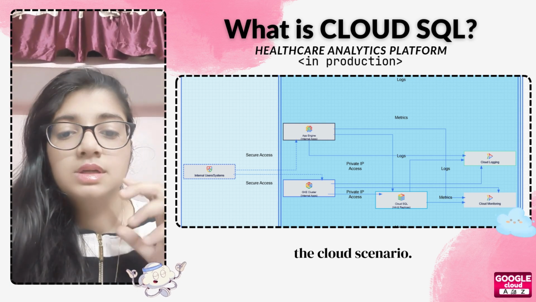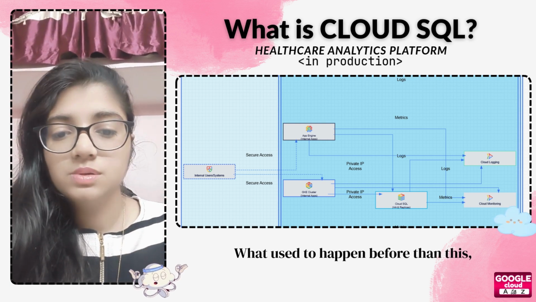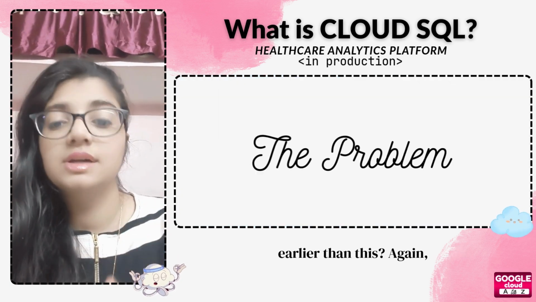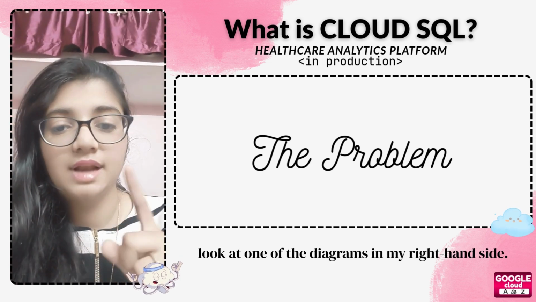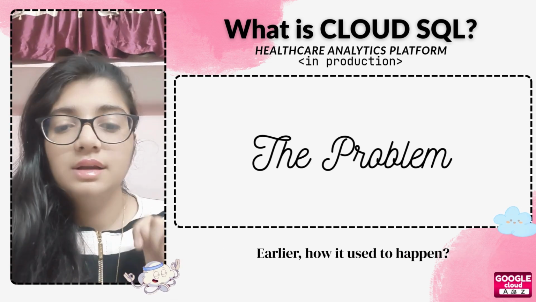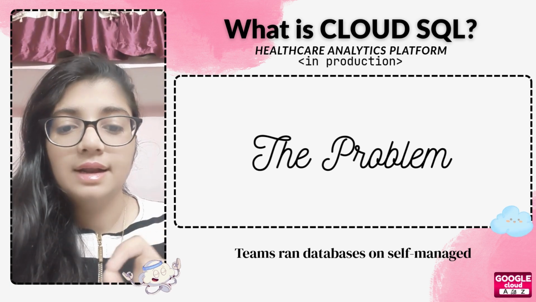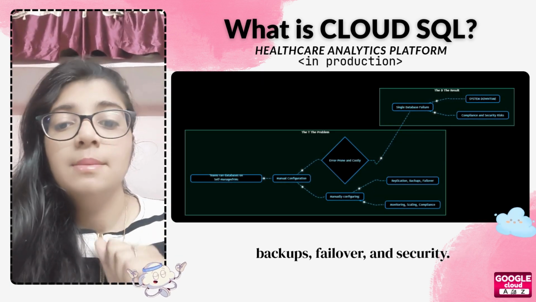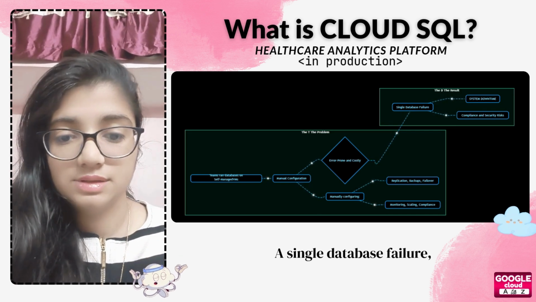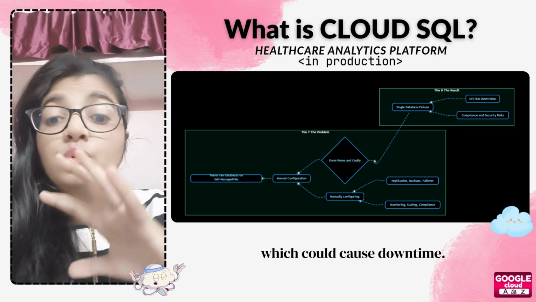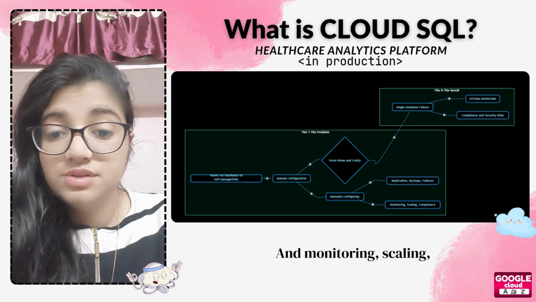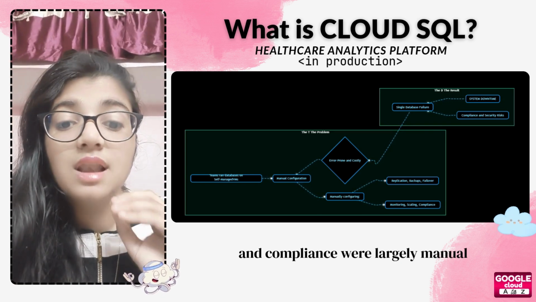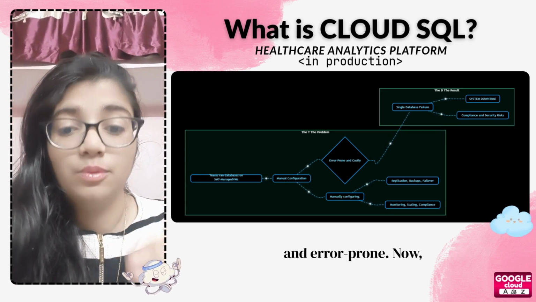Now let's talk about this cloud scenario. What used to happen earlier than this? Again, look at one of the diagrams on my right hand side. Earlier, teams ran databases on self-managed VMs, with manual configuration, replication, backups, failover, and security. A single database failure could cause downtime, and monitoring, scaling, and compliance were largely manual and error prone.